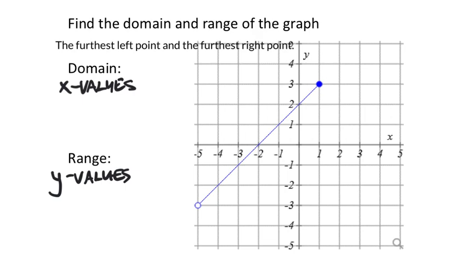So I don't care that it goes up and down for my domain. How far to the left does this thing go? I can see it goes as far to the left as -5. So the furthest to the left we can go is -5. The furthest to the right we can go on this line is over here to 1, right? So that's my interval right there, which I think it wanted.